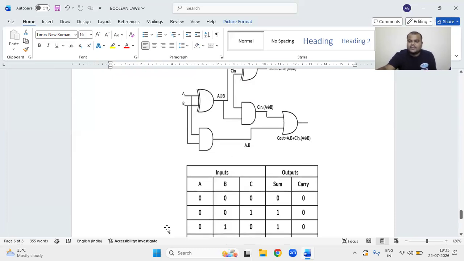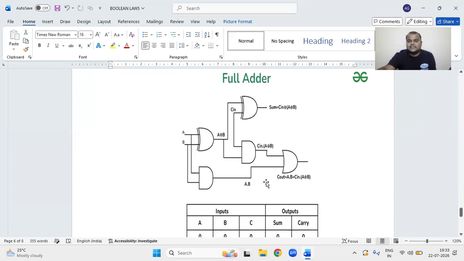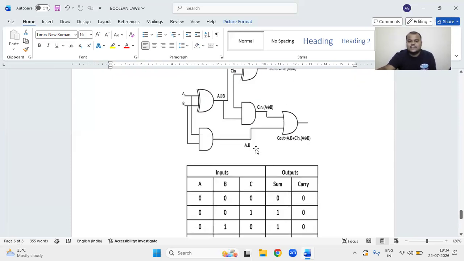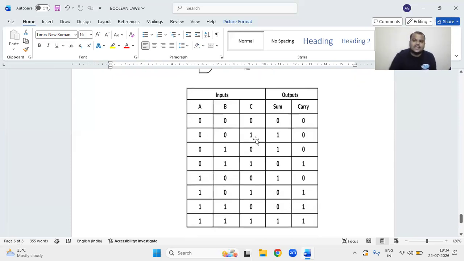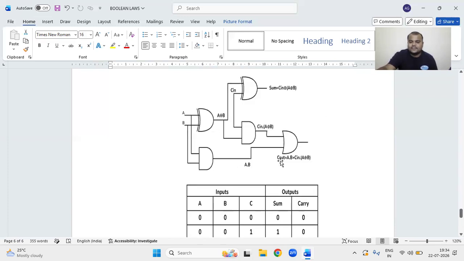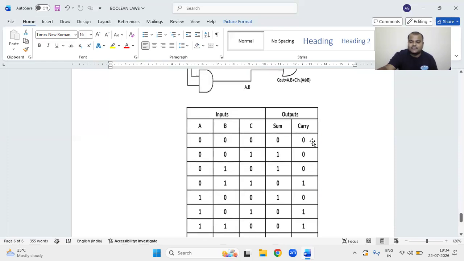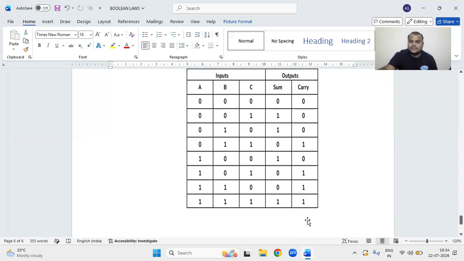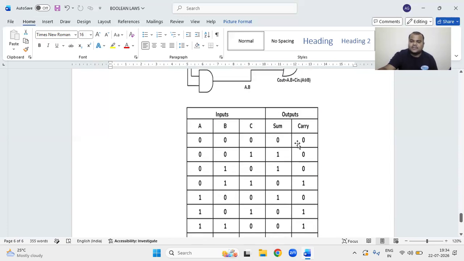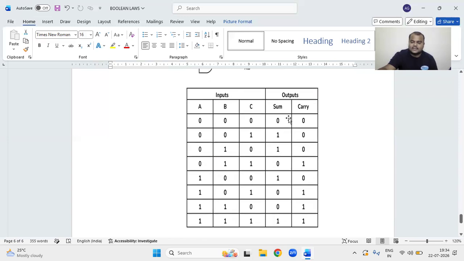3 inputs A, B, C and 2 outputs sum and carry. Sum is A XOR B XOR C, and if you do all the columns A XOR B XOR C, you will get the column in the form of 0 1 1 0 and 1 0 0 1. And if you perform this operation A into B plus A XOR B into C, you will get the carry in the form of 0 0 0 1 and 0 1 1 1. You can expand that and you will get the same answer.